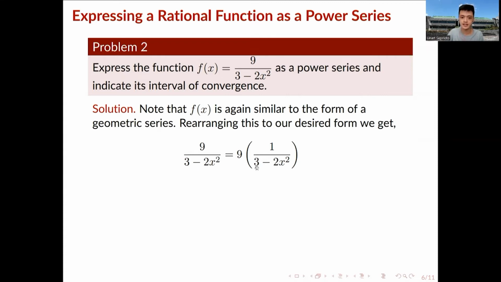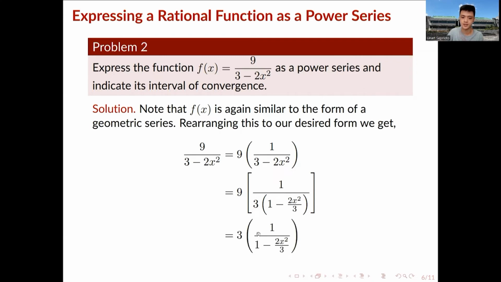And then sa baba naman, ilabas din natin yung 3 so that yung term dito will be 1 na lang. So kung gagawin natin yon, we have 9 times 1 all over 3 times 1 minus 2/3 x squared, right? So you can also cancel out the 9. It will just cancel out. So 3 na lang yung nasa labas.